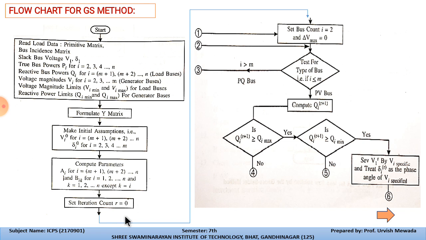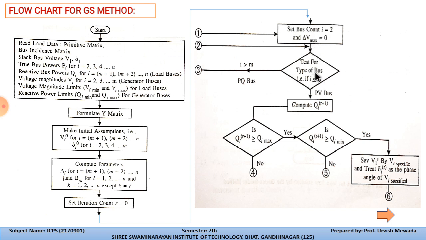Now set the iteration count. R indicates the number of iterations, so R is equal to 0, it is starting from 0. Then set the bus count, i is equal to 2, so here we are starting after the slack bus, because we have already considered bus number 1 as the slack bus. As I already explained, the slack bus is the one having the generator connected in the power system with maximum rating, meaning maximum power is delivered by that generator. Now set bus count i is equal to 2 and delta V maximum is equal to 0. So this is the setting value.